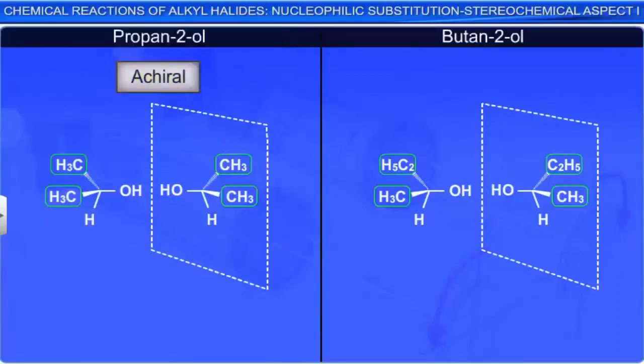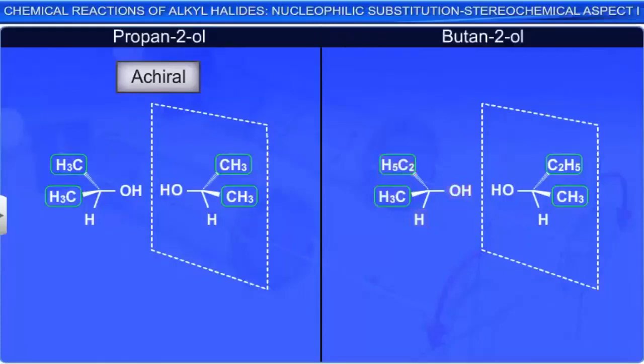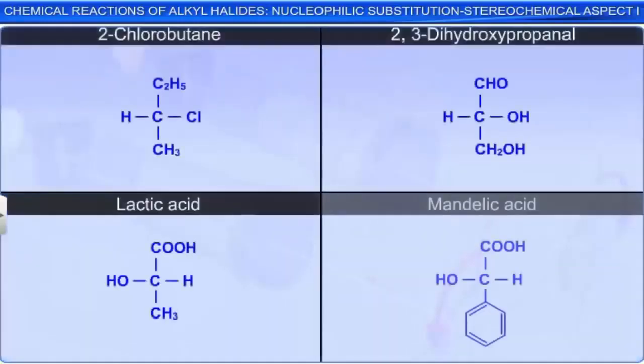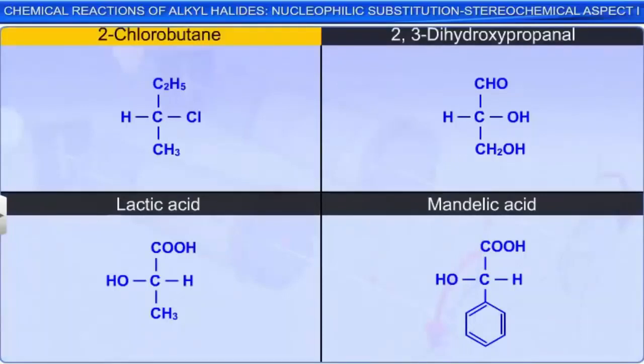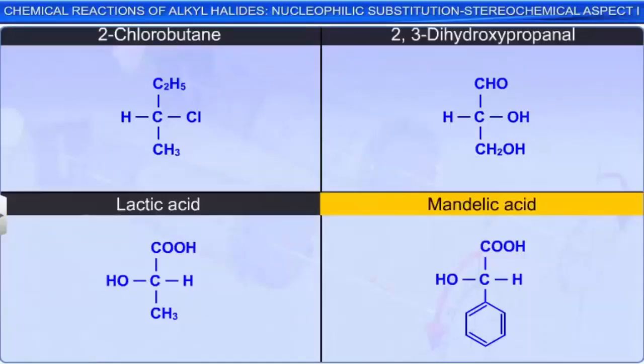However, butan-2-ol contains four different groups attached to the tetrahedral carbon. Hence, it is an asymmetric molecule and is expected to be chiral and optically active. Some common examples of chiral molecules are 2-chlorobutane, 2,3-dihydroxypropanol, lactic acid, and mandelic acid.